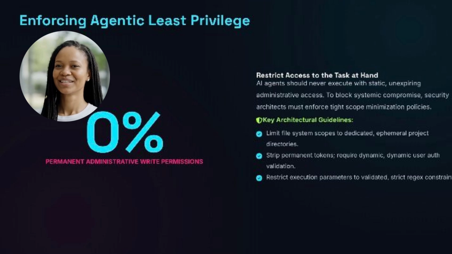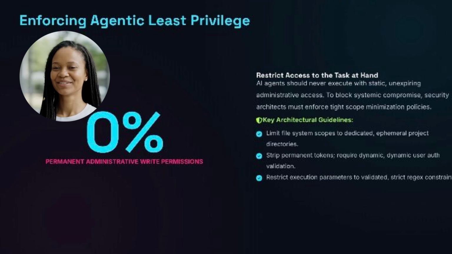The core metric: 0% permanent admin write permissions. An AI agent must never possess static, unexpiring administrative access. If a workstation or server is compromised, the agent cannot be allowed to leverage a persistent token to execute administrative changes. Three rules for agentic least privilege.